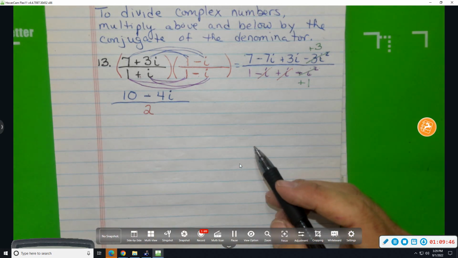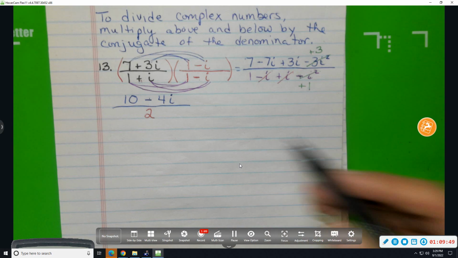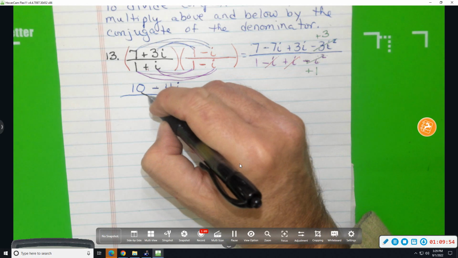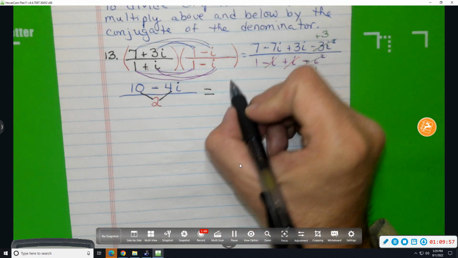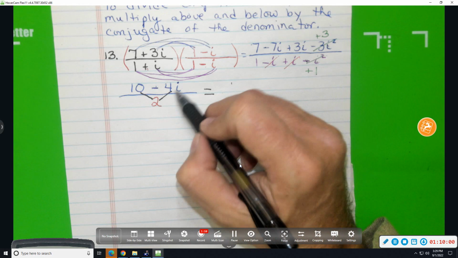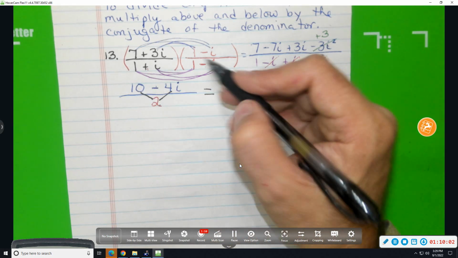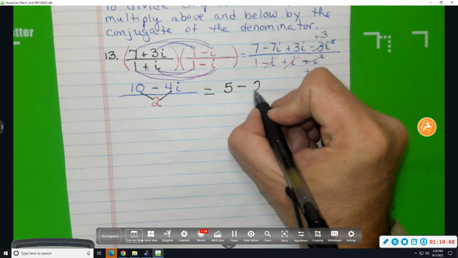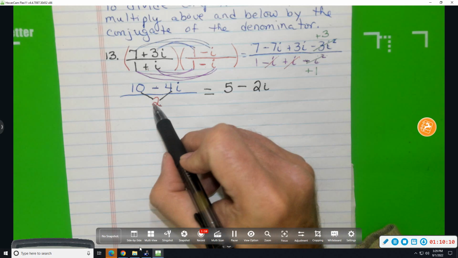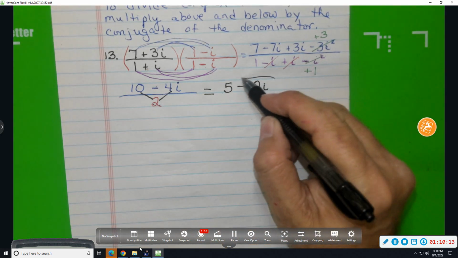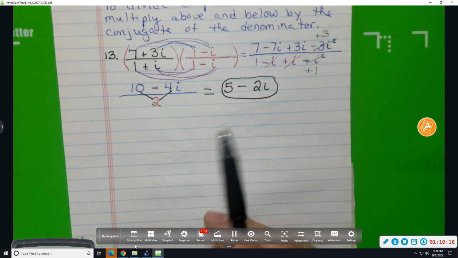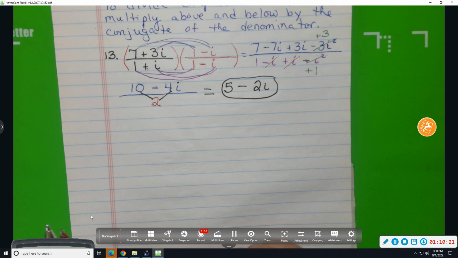Now this goes back to problems 3, 4, 5. How do we simplify this? We don't leave it like that. You divide the 10 by 2. Is that going to be a 5? I'll put the little marks there to indicate I'm separating it. 10 over 2 is 5. Minus 2i. Where do you get the 2? 4 over 2? This is not something intuitive that would just be obvious. 7 plus 3i divided by 1 plus i is 5 minus 2i.